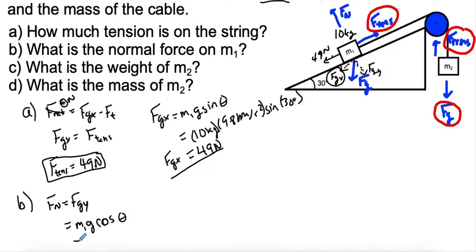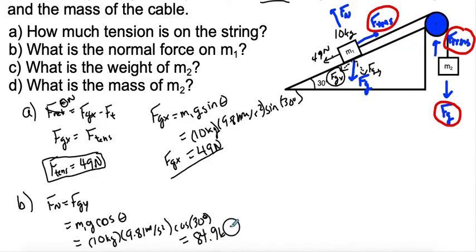And let's plug our values in. So M1 is 10 kilograms, and g is 9.81 meters per second squared, and we have cosine of 30 degrees. Okay, so let's put that in our calculator and see what we get. So for this one, we get 84.96 newtons. So that is the y component of gravity. That is also our normal force.